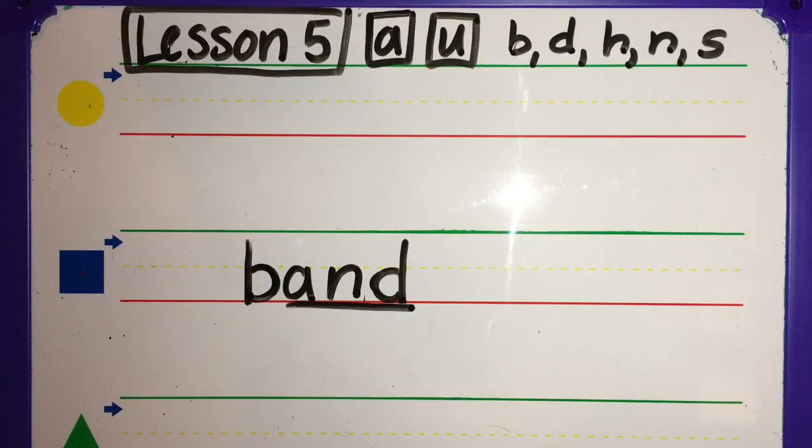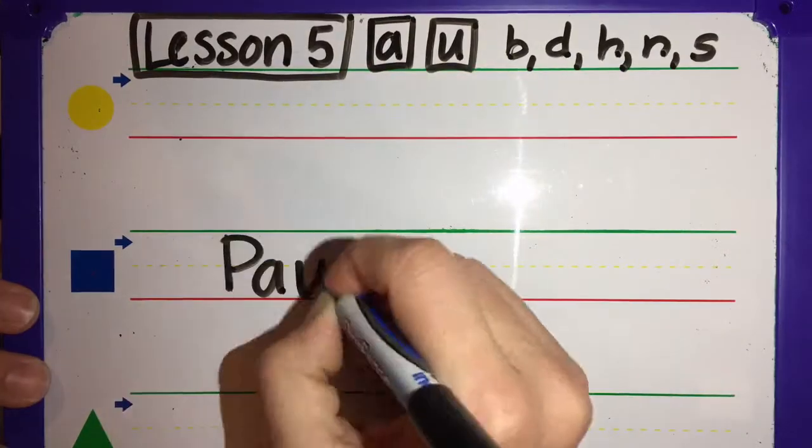Okay, Kipsters, now it's time to try to figure out our secret word, which uses all the letters, the vowels, and the consonants for lesson 5. Your hint is a man who is married is called this. Go ahead and you can pause the video.